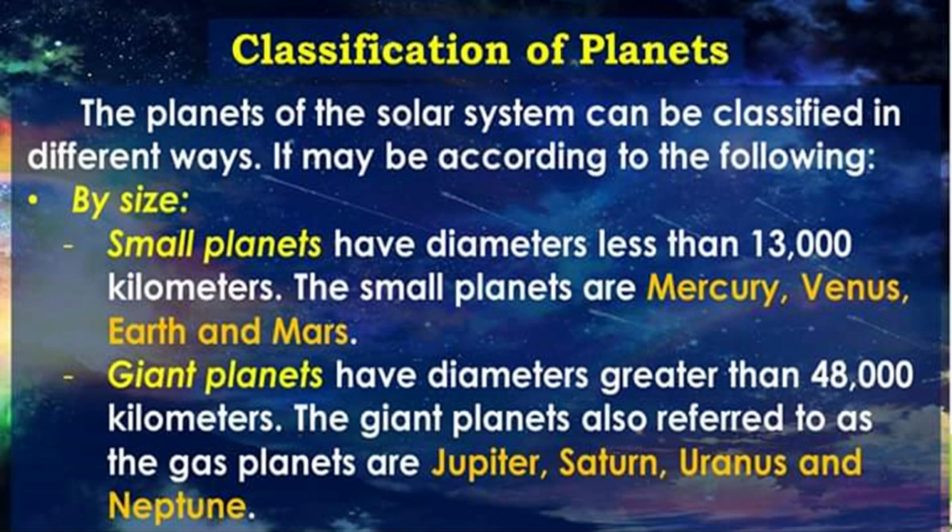Classification of planets. The planets of the solar system can be classified in different ways. It may be according to the following. By size. Small planets have diameters less than 13,000 kilometers. The small planets are Mercury, Venus, Earth, and Mars. Giant planets have diameters greater than 48,000 kilometers. The giant planets, also referred to as the gas planets, are Jupiter, Saturn, Uranus, and Neptune.